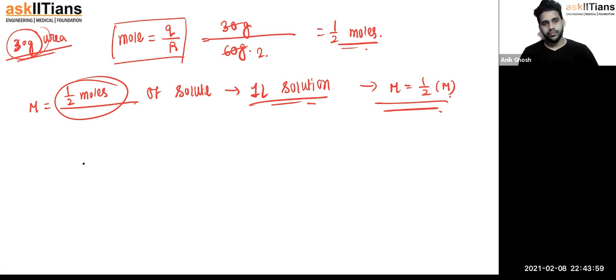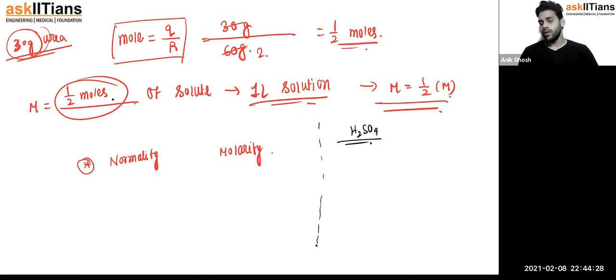Now, if someone asks you what is the relation between normality and molarity, then to understand this, I just do a mind work. Molarity is the number of moles present in 1 liter of solution. Normality is the number of gram equivalents present in 1 liter of solution. So one is mole, another one is gram equivalent.